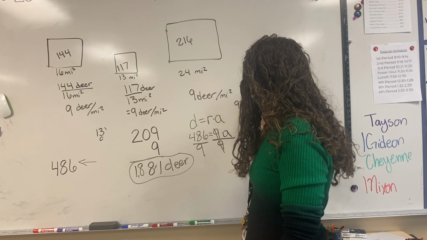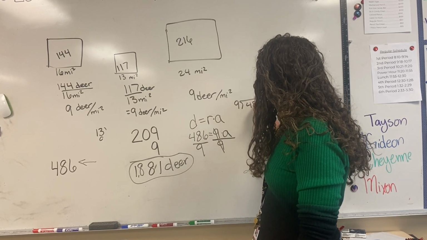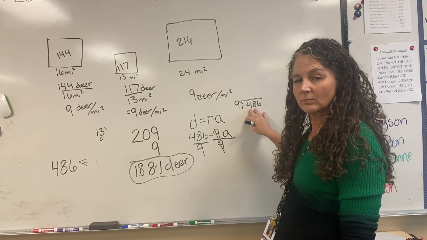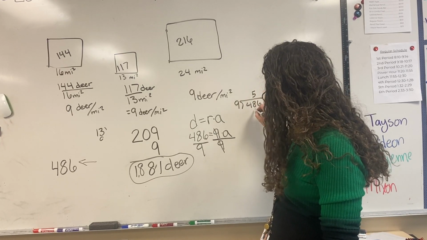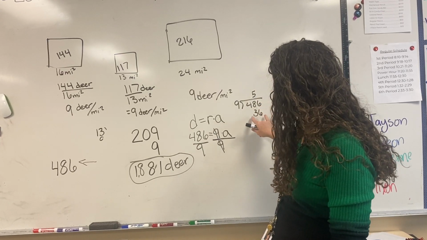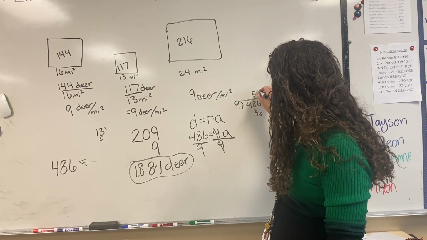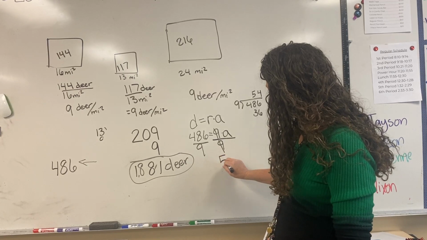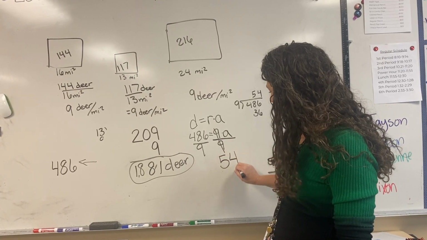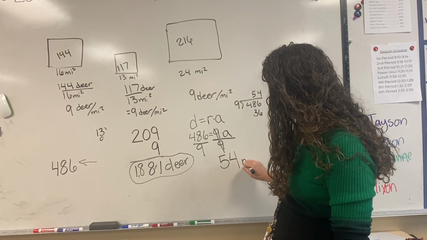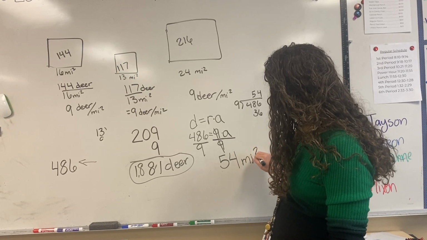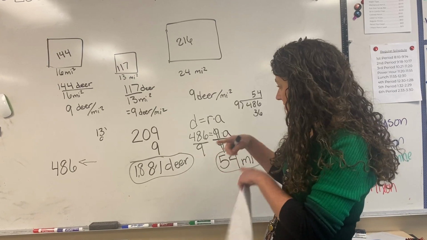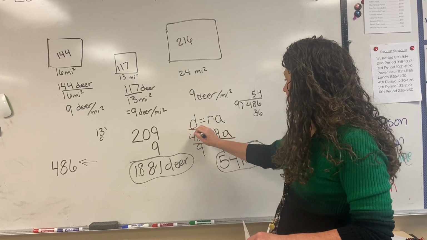9 goes into 486. 9 goes into 48 how many times? 5 times. And then we have 36. 9 goes into 36 how many times? 4. So how many square miles would we need to have 486 deer? 54. 54 square miles. See how that works? So we can go forwards and we can go backwards.